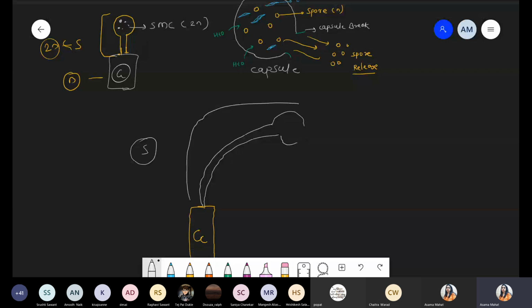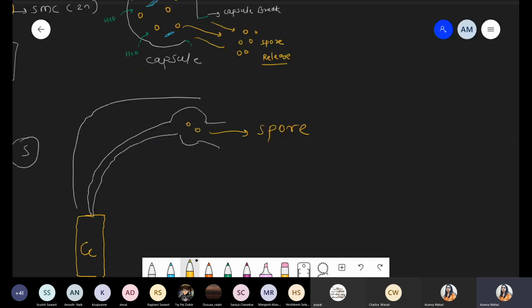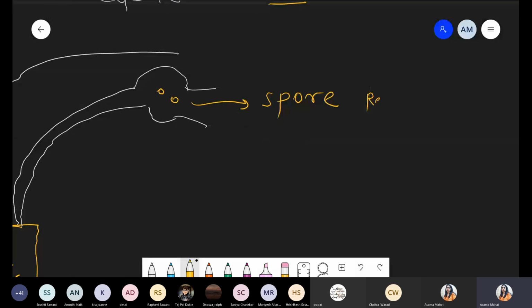Now what happened? This is the capsule. The capsule burst, and here there were spores. Those spores get released. Now what will happen? Those spores may be released, showing transmission. They are showing spore dispersal. Remember, spores are released with the help of water and air currents. Now the spores get released and undergo the process of germination.